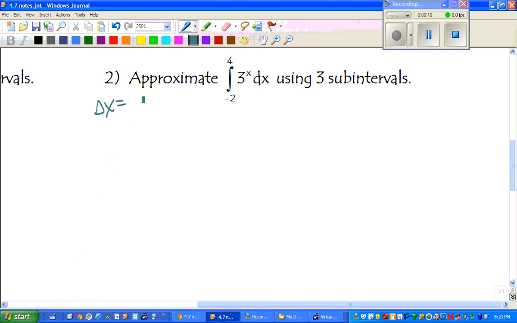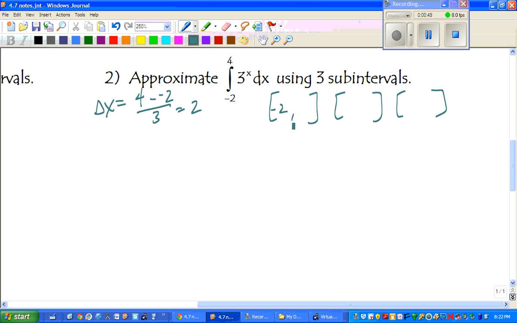So delta x is b, in this case 4, minus -2 all over 3, since we have 3 subintervals. So we're going to get 6 divided by 3, so delta x is 2. Rather than graphing it out, let's just write down how we're breaking this down. Area under the curve from -2 to 4, but we're taking that interval from -2 to 4 and breaking it into 3 pieces. So we're going to have 3 separate intervals.